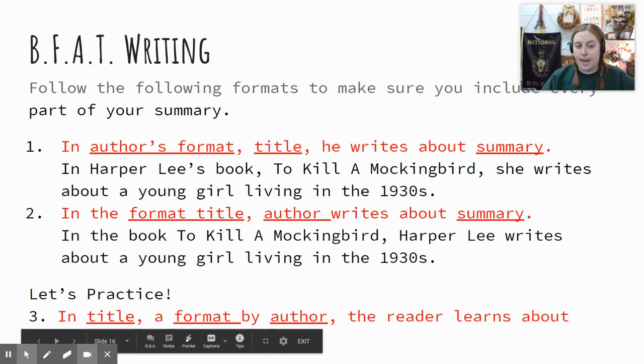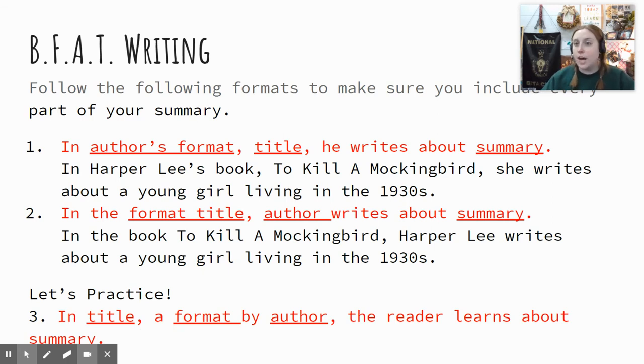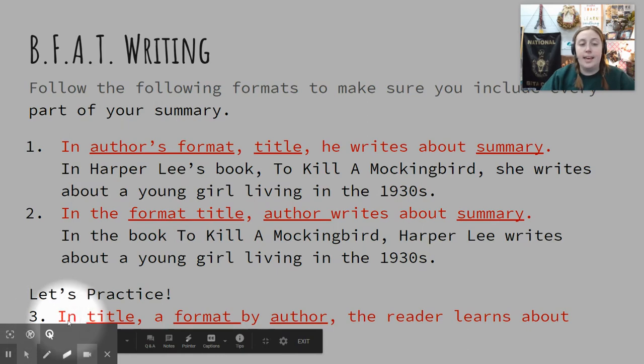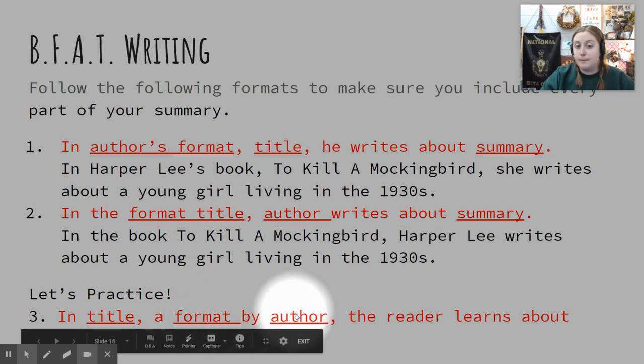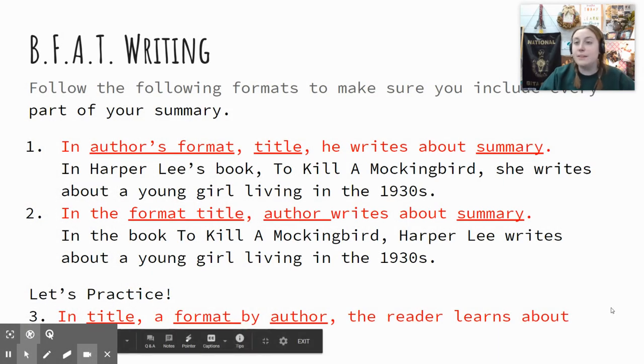Okay, so I'm going to unhighlight here. The third way, typically when I teach this in class, I have students practice this up on the board, but we'll just talk through it together for our VLP. It says in the title, a format by the author, the reader learns about, and then you do the summary. So what this would look like is, in To Kill a Mockingbird, a book by Harper Lee, the reader learns about a young character named Scout. Okay, boom. That's all the BFAT statement is.